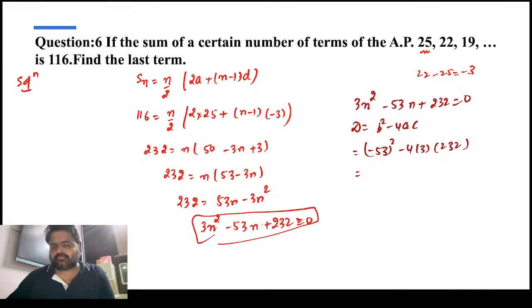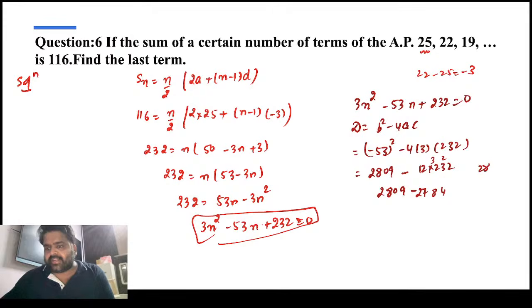53 square is 2809 minus 12 into 232. 12 2s are 24, 12 3s are 36, 12 2s are 24 and 3 27. So 2809 minus 2784, the result would be 25. The value of d is equal to 25.